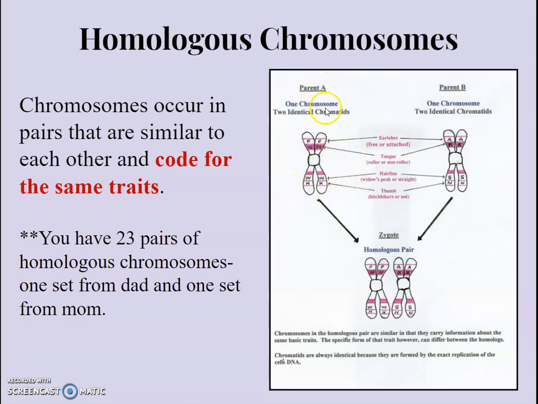But because they contain the same traits, we call them homologous, because this chromosome from this parent and this chromosome from this parent, the gene here is for earlobes, whether you can roll your tongue or not, your hairline, and your thumb. And so since they have the same genes, the genes might not be exactly the same in specifics, but the types of genes, the traits, they're considered homologous because they can pair up because they are coding for the same traits. You're going to have 23 sets of homologous chromosomes between your mom and your dad. You get 1 set from your mom and 1 set from your dad.